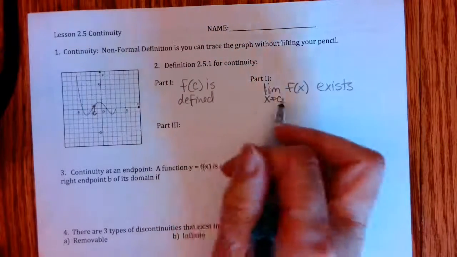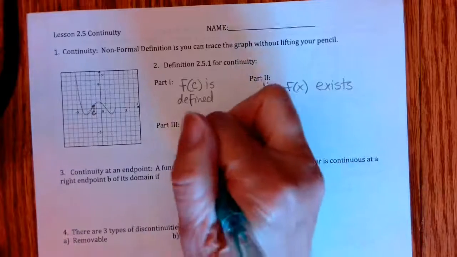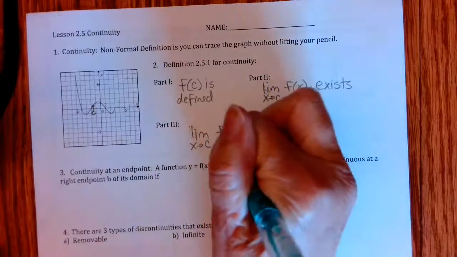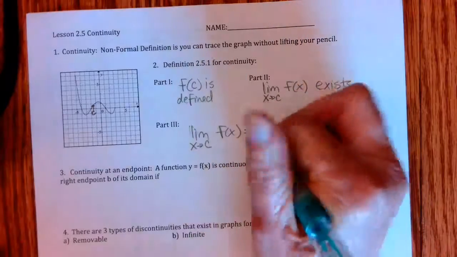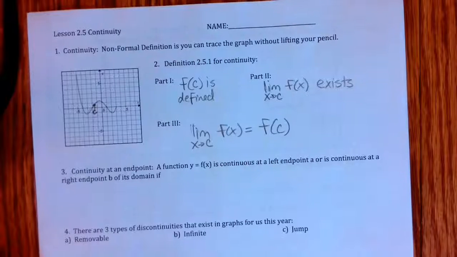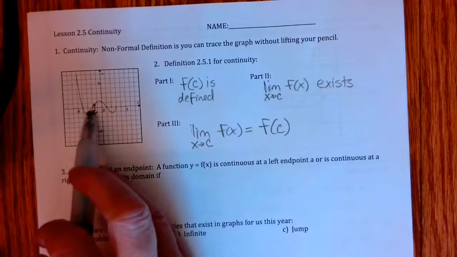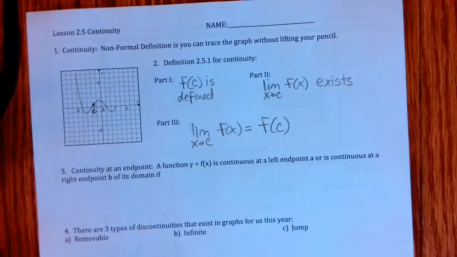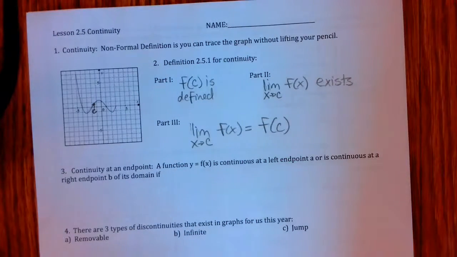Part 3 puts the two together. The limit as we approach c on f of x is equal to the value at c. If the approaching height is the same as the defined height, you have continuity at a point. And you could analyze all the points on the function, because continuity is defined by the points.